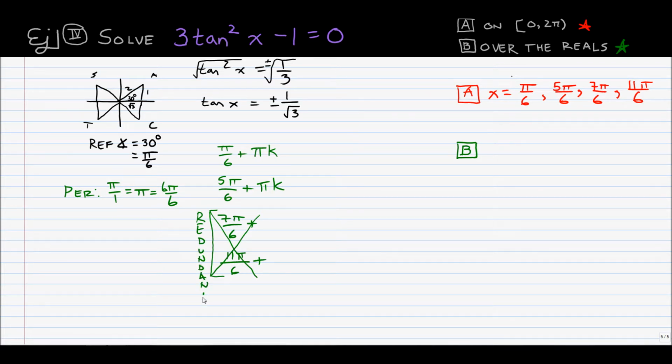We don't even need to throw them out there. In fact, all we need is pi over 6 plus pi k and 5 pi over 6 plus pi k. So let's throw them up here. Pi over 6 plus pi k. Again, it's just period times k. We've got 5 pi over 6 plus pi k. We did need those two because those two didn't have necessarily any symmetry in between them.